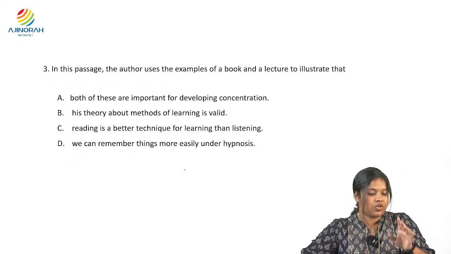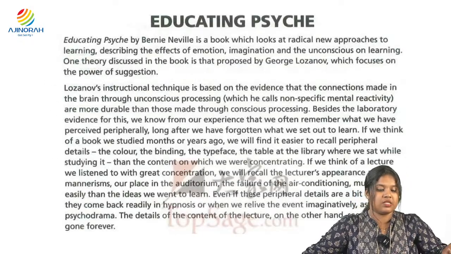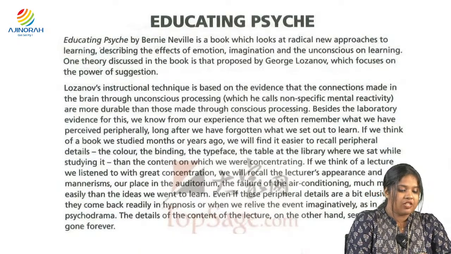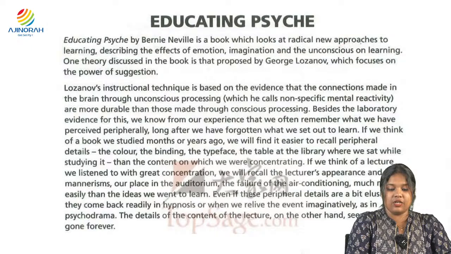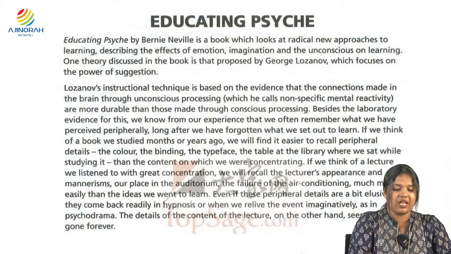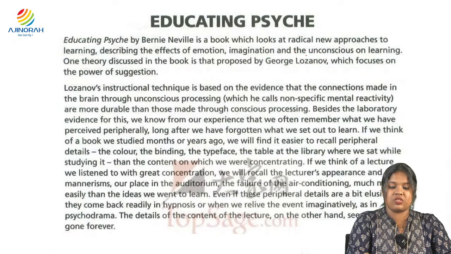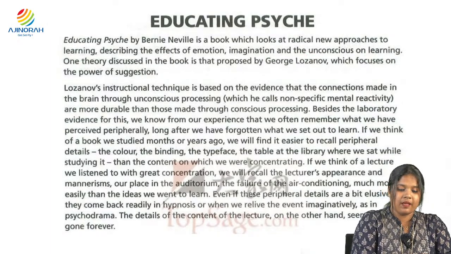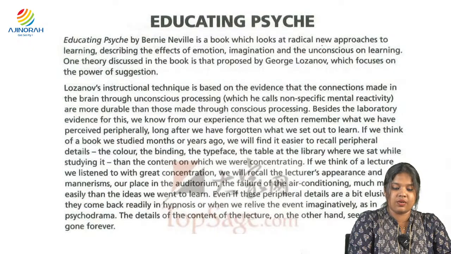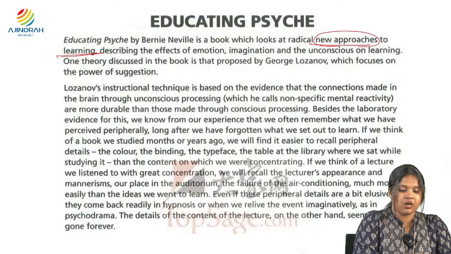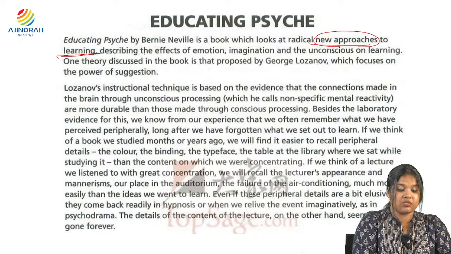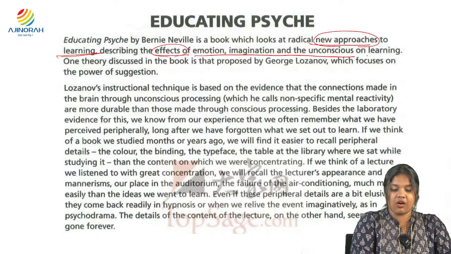We'll locate these in the passage. So this is the passage. Educating Psyche by Bernie Neville is a book which looks at radical new approaches to learning, describing the effects of emotion, imagination, and the unconscious on learning. So what this book talks about, it looks into new approaches, right? New approaches to learning and describing the effects of emotion, imagination, and the unconscious on learning.